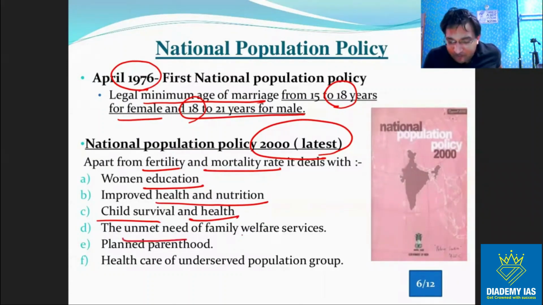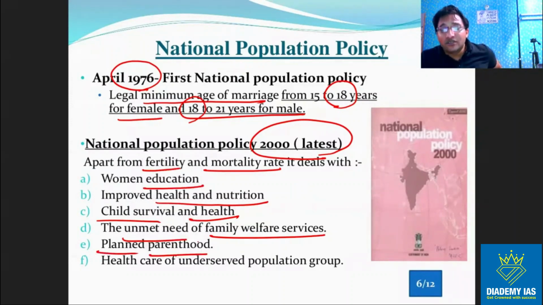Unmet need of family welfare services. That is the contraception. So contraception should be made available at low cost and in good quantity. Planned parenthood. We are actually spreading the awareness that there should be some spacing. ठीक है? Healthcare of underserved population groups.